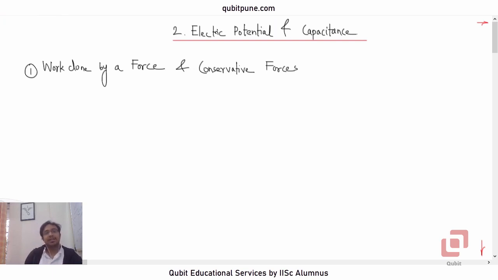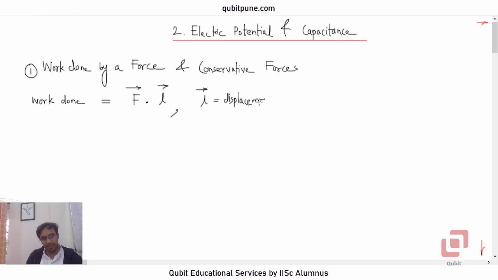So let us begin with the concept of work done by a force, and the second one is conservative force. So what is work done by a force? Work done by a force is a scalar quantity, and it is defined as the dot product of the force and the displacement. I'm now writing displacement as L bar, so L bar refers to the displacement vector.